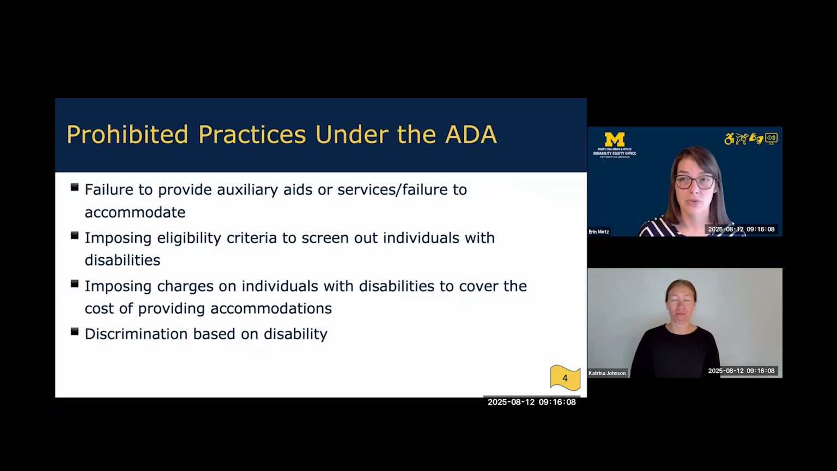Ignorance or indifference to the law is not an excuse as to why someone should not provide an accommodation or should engage in any other prohibited practice, such as a failure to provide auxiliary aids or services, imposing eligibility criteria to screen out individuals with disabilities, whether in the hiring process or after, or imposing charges or fees to disabled individuals to cover the cost of providing accommodations. And of course, we can't discriminate based on disability status.